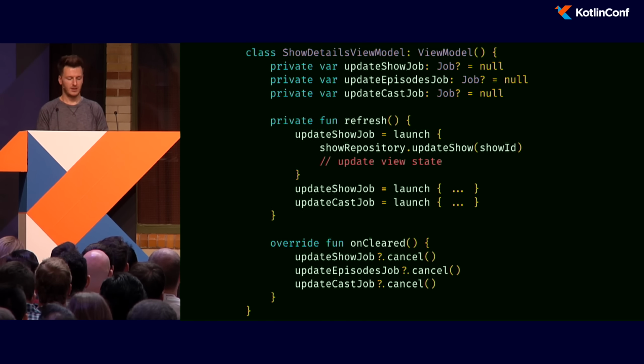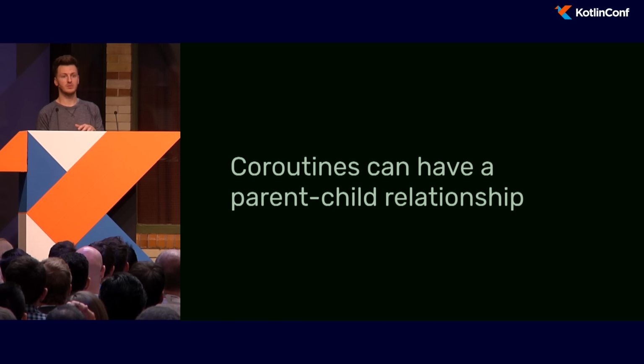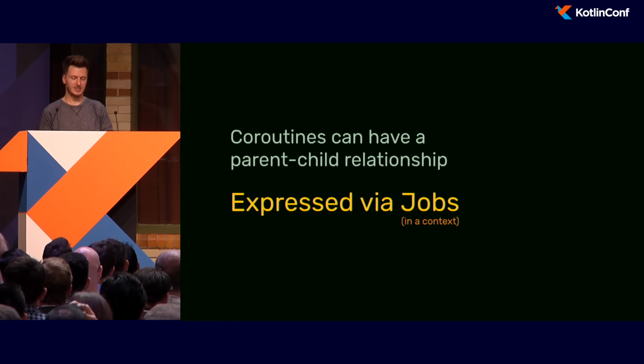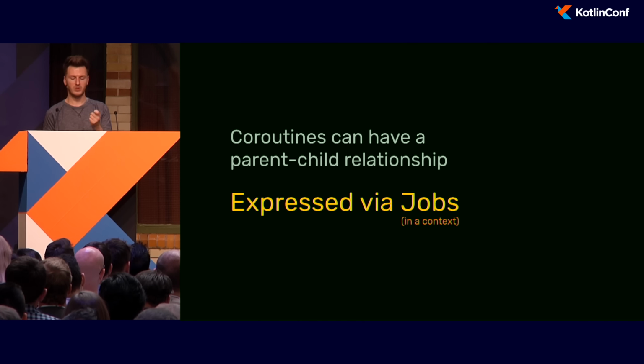Coroutines goes a different way, in that coroutines can have a parent and child relationship. And that allows us to track when coroutines are being run and finally cancel them if needed. And this is expressed via jobs within a context. It's a critical class in the coroutines library as it represents a bunch of work to track.